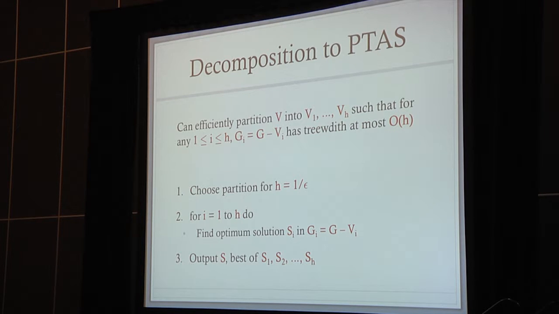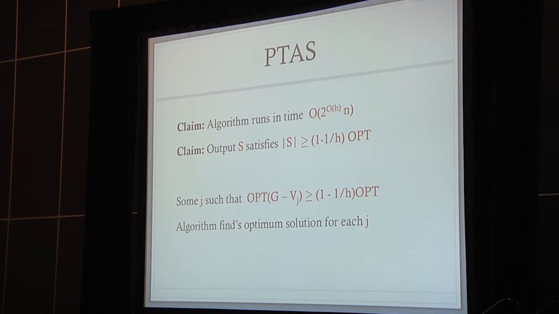Okay? And that's the algorithm, and I'm not going to analyze it. It's very simple. It's quite simple to prove that this gives you the right approximation, and it gives you arbitrarily good approximation, right? Okay, so the claim is that the algorithm runs in time 2 to the O of h times n. So h is 1 over epsilon, right? And the algorithm gives you a 1 minus 1 over h approximation.